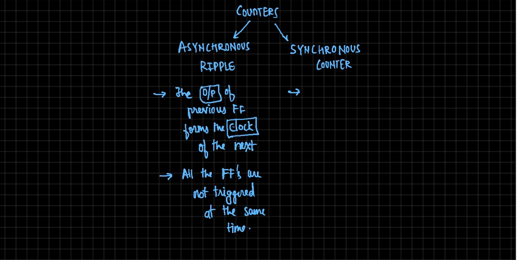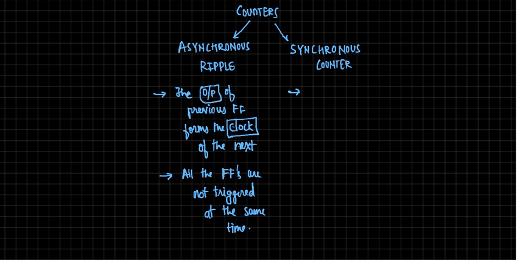In synchronous, all the flip flops are actually triggered at the same time. As we have seen in the registers, all of them have the same clock, right? One clock is there for all the flip flops. Same clock is applied to all the flip flops, right? Such a structure is called a synchronous structure, where all of them operate, or the states change, at the same time.